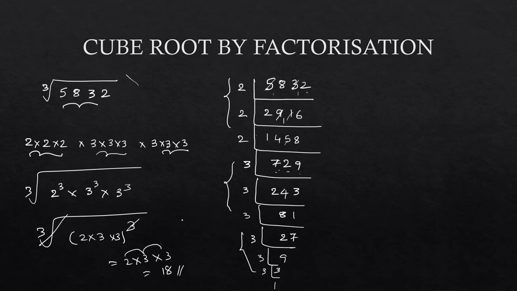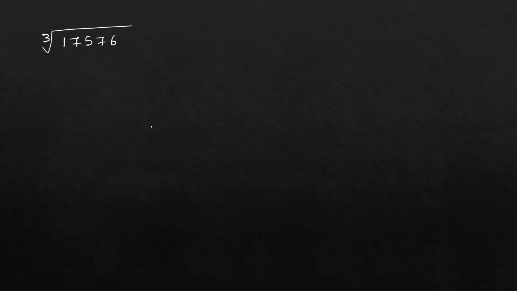So that's why I am telling you the shortcut method of writing this. From these 3 numbers only take 1 number, from these 3 numbers only take 1 number, from these 3 numbers only take 1 number. Okay, in this way we will find square root and cube root by the traditional method. Now we will do one more problem.